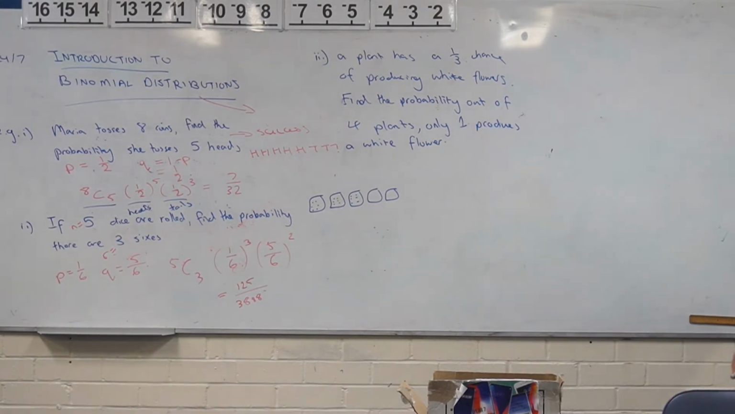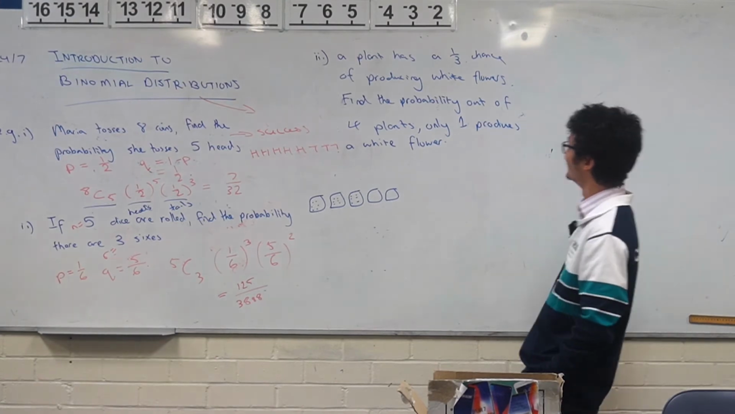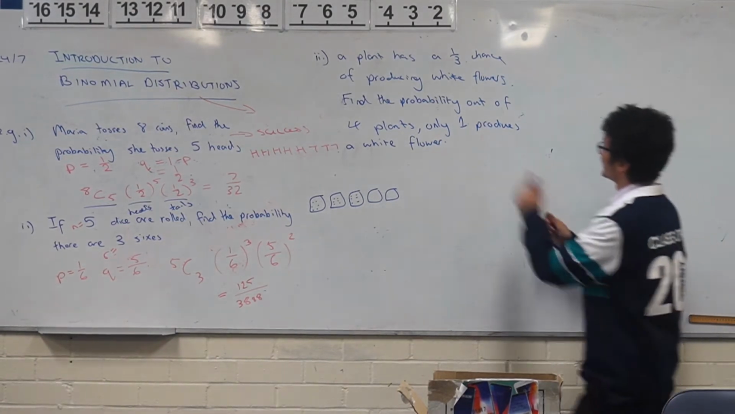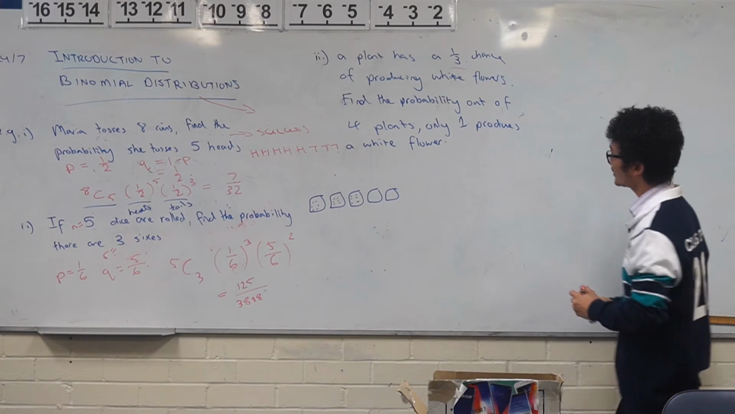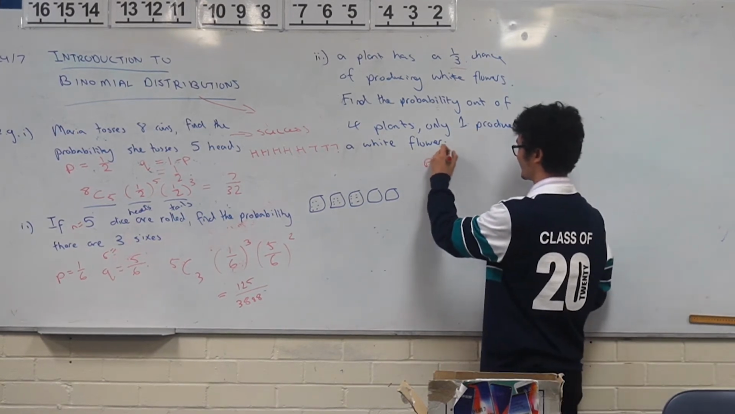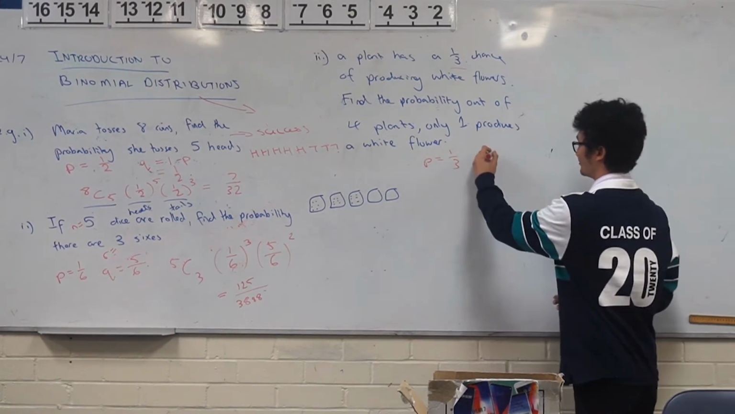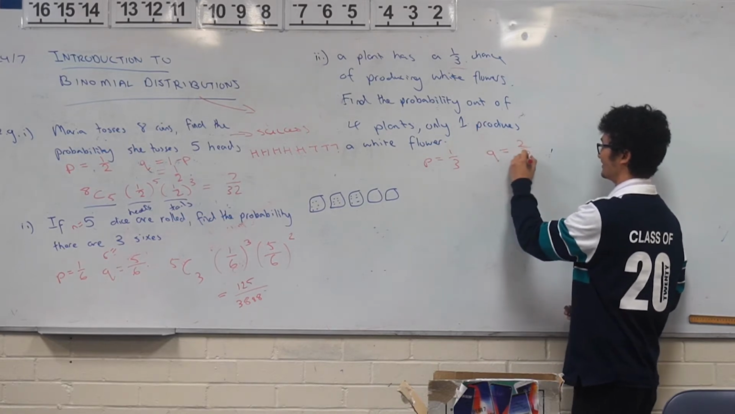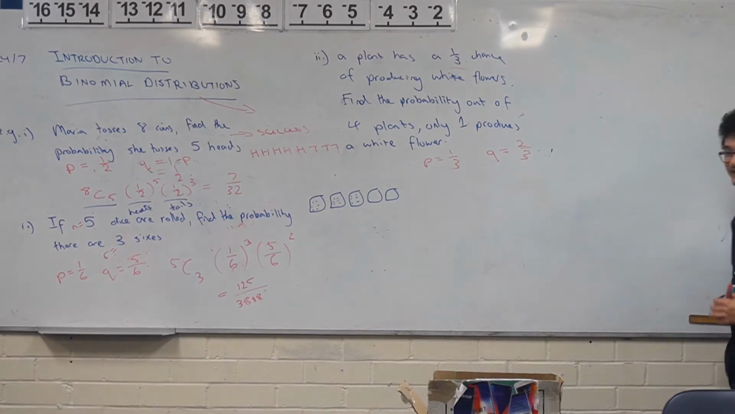All right. Anyway, back to plants. I mean, back to binomial distributions. So, again, we've got chances of success given here, so let's jot that down. And we've got our probability of failure, that we're not going to get any white flowers. What do we do next, Joel?